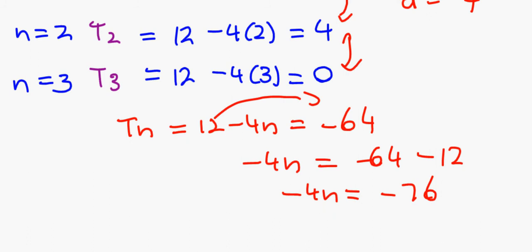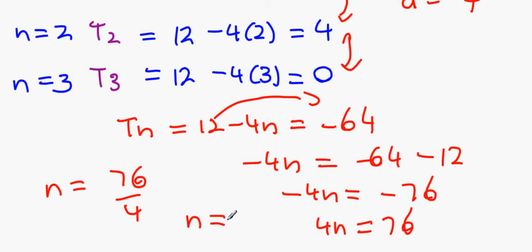And 76 divided by 4. Okay, so 4n, multiply both sides by minus 1 equals 76. N equals 76 over 4. N is going to be equal to 19. Okay, so that's that one done there. Next one.